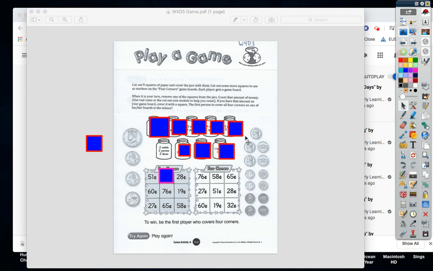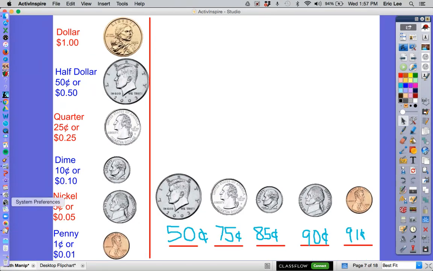Okay, so this is going to be your practice today. This is what you're going to do. Remember to put your coins in order from greatest on down to least so that you can count them easy and make your life easy.